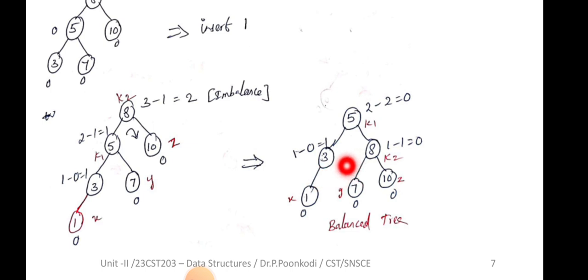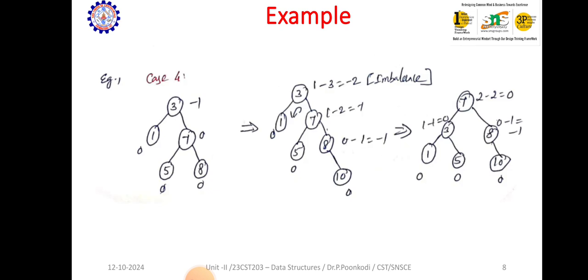After performing the right rotation, 5 will become the root node, then 8 will come to the immediate right, and the 7, which was on the right side of 5, will be attached on the left side of 8. Now the tree has become balanced. The next case is case 2. For that also an example is given. In this example, I am going to insert 10. If I insert 10 here, the tree will become imbalanced.